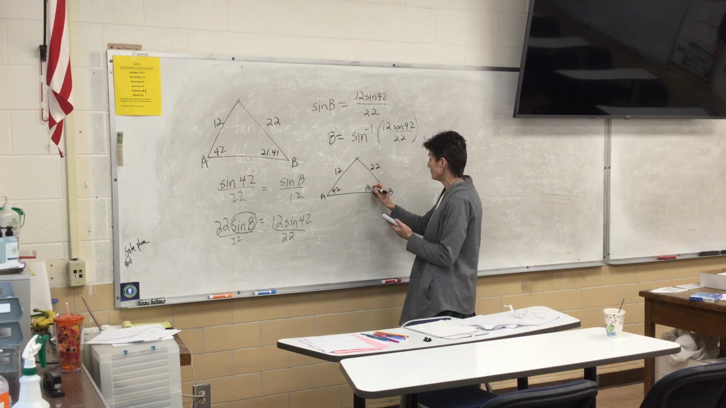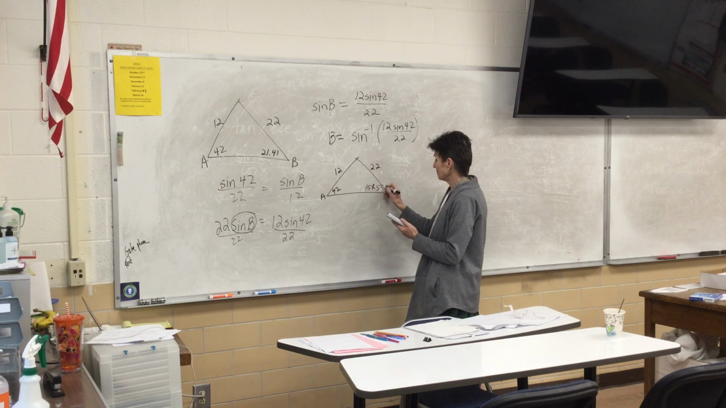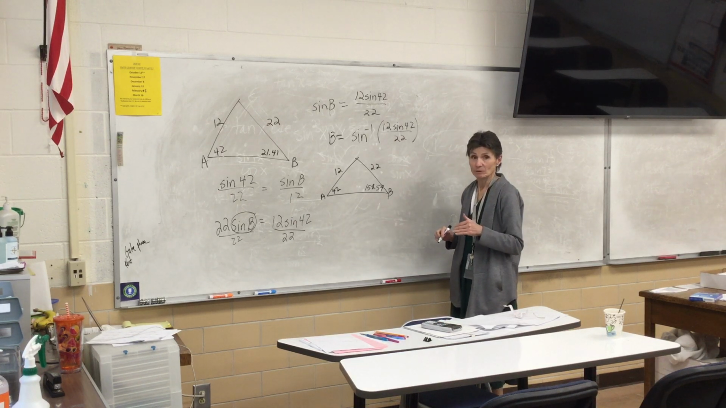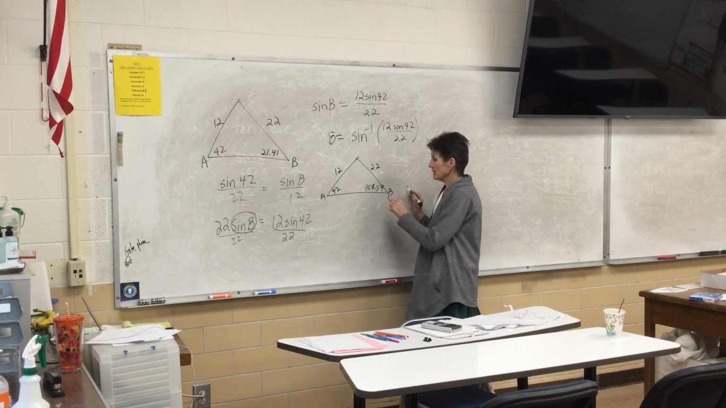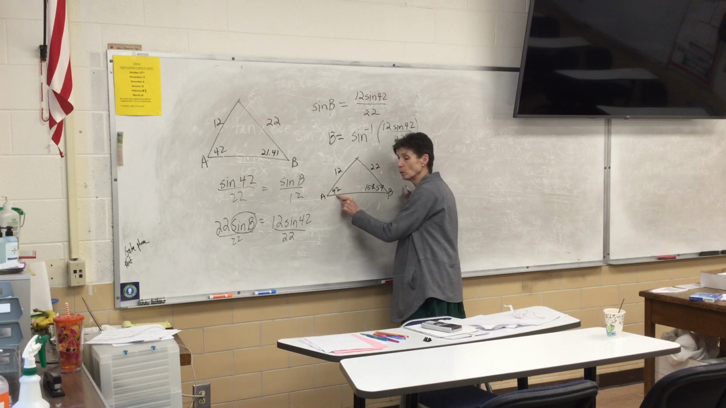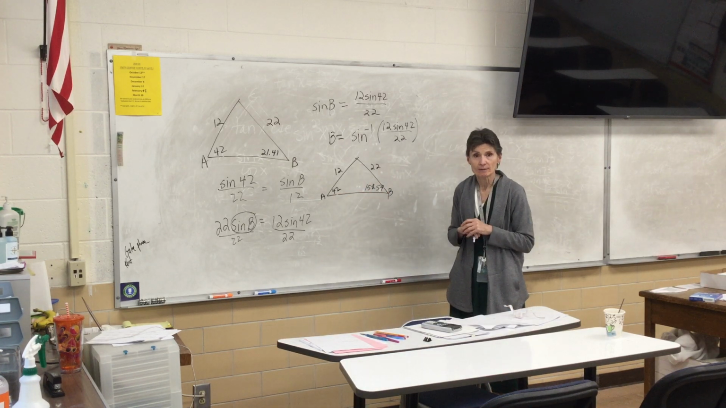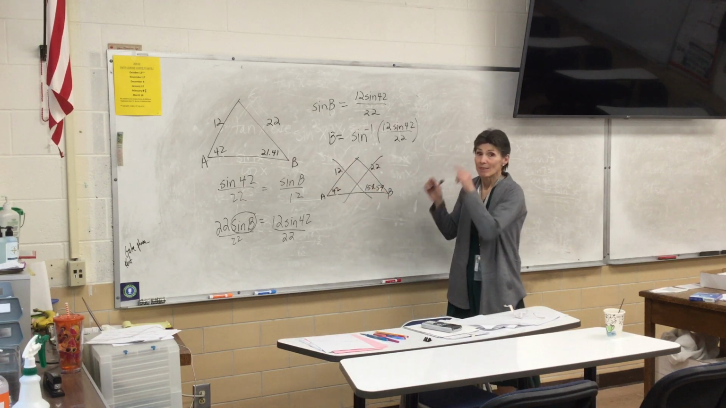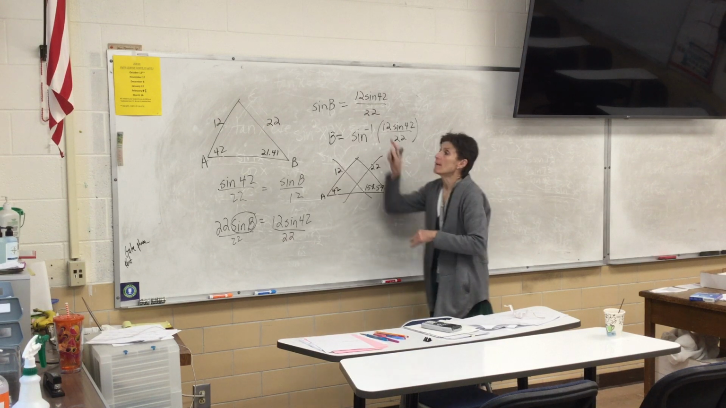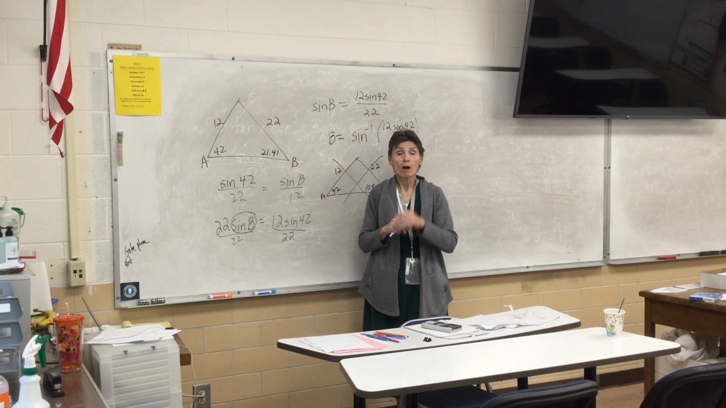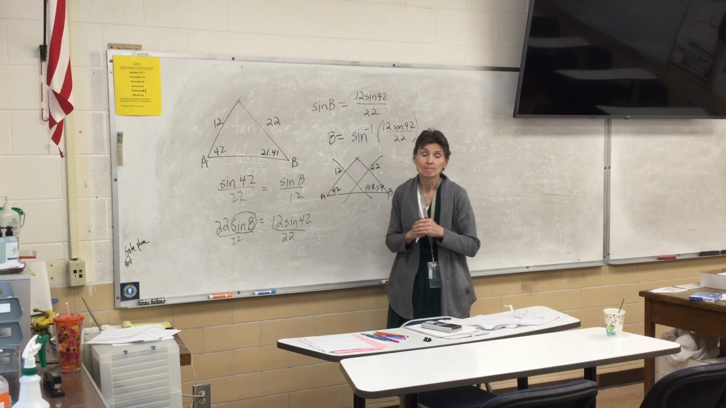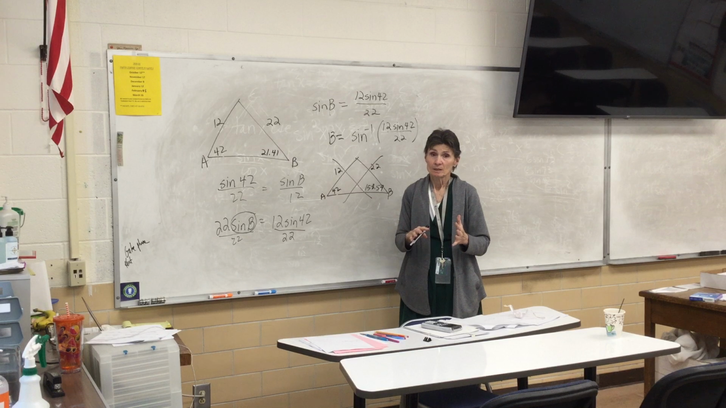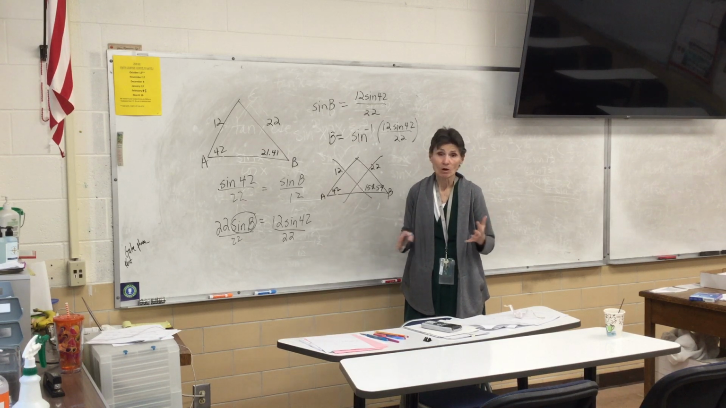So this is going to be 158.59. Now, is it possible to have a 158 and a 42 in the same triangle? No, that's more than 180. So that triangle doesn't work, but that one does. So this problem has one solution. Remember, you can have two, one, or none. We've now looked at an example of all of those.